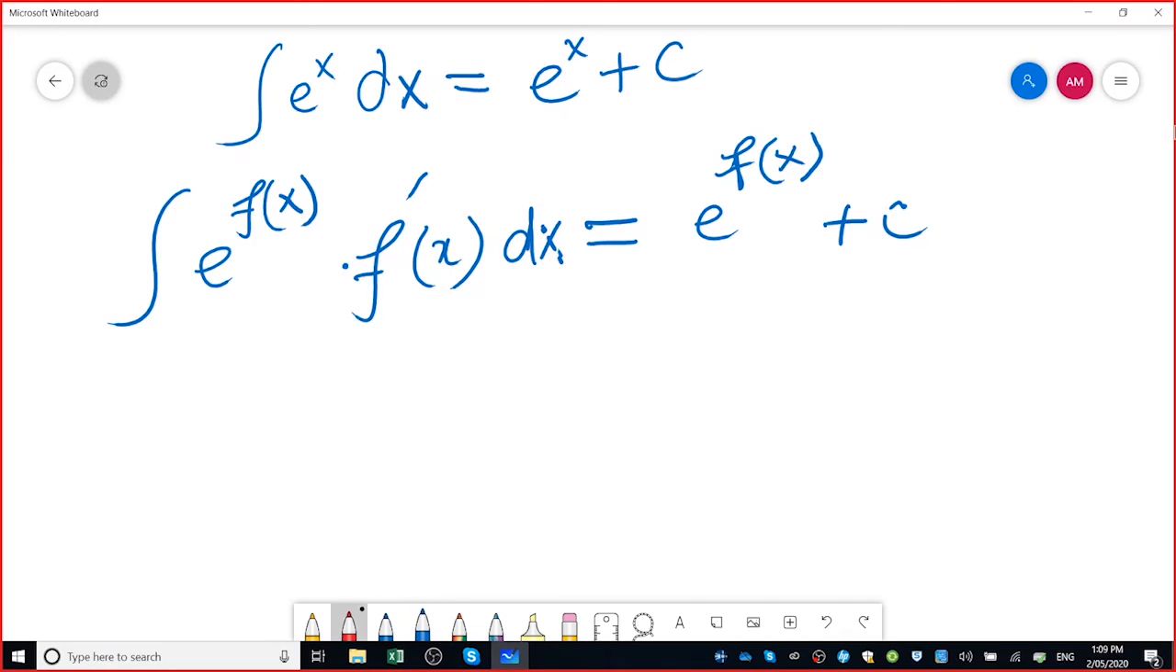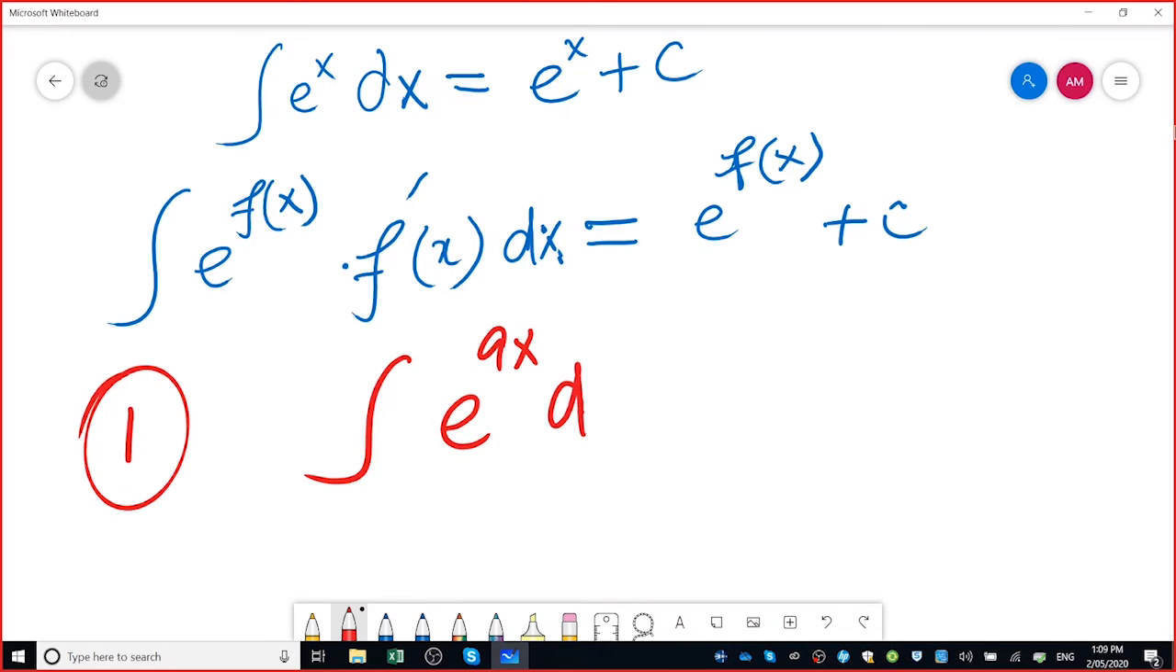Okay, so let's do some questions so I can understand whether you know this. Can you do one question for me and let me know what is the answer? Let's say a very simple one first, e raised to the power 9x dx. Can you do it yourself and let me know what is the answer?